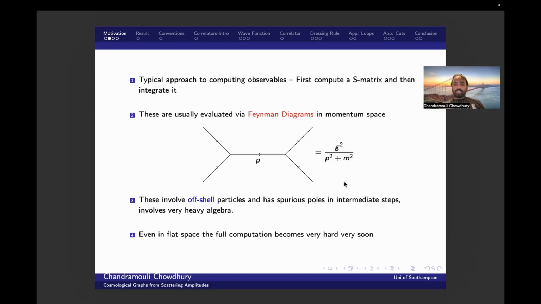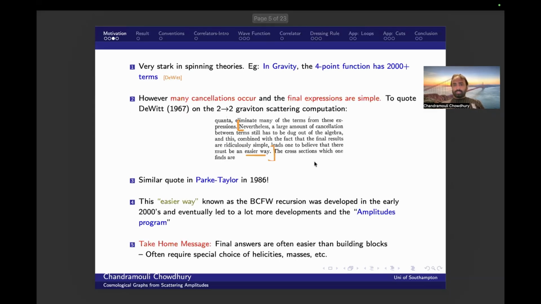Now, working with these Feynman diagrams can get complicated beyond some simple examples, as they involve many things which are sort of spurious. For instance, in this case, that can involve particles which are off shell, and then you can have poles in the intermediate steps which all cancel out in the final answer, but they still appear in the intermediate step, and hence the name. And in general, they can involve very heavy algebra when it comes to simplifying things. And these kinds of computations are difficult even in flat space, with many examples that have been known in the past.